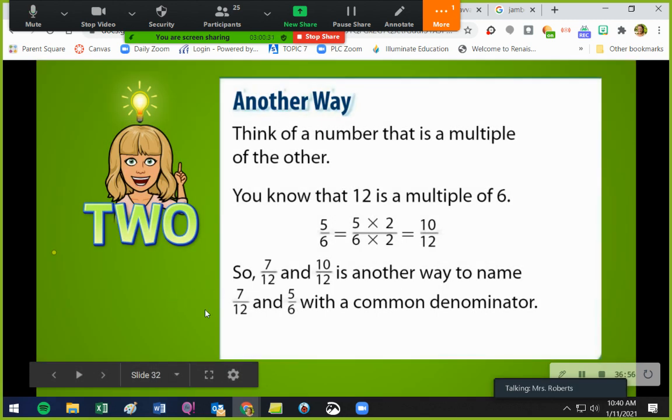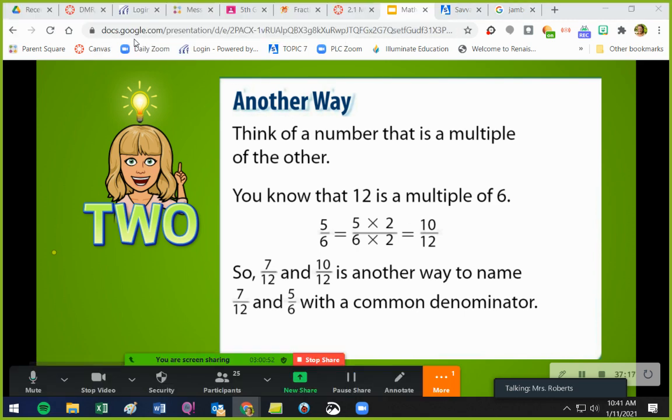All right, so let's look at this one. This is strategy number 2. Think of a number that is a multiple of the other. So 5/6, if I multiplied by 2 on the top and the bottom, that would be 10 twelfths. Well, 7 out of 12 is already twelfths. Does that make sense? I don't feel like I did this one really well.